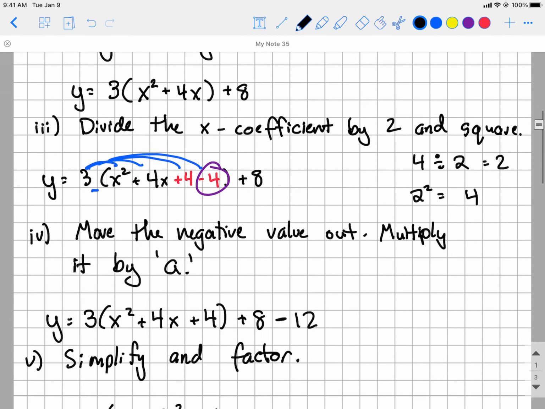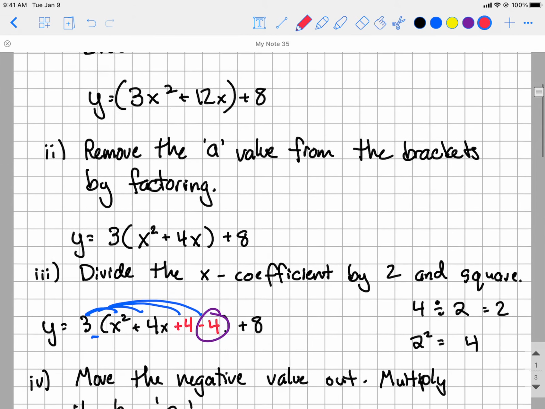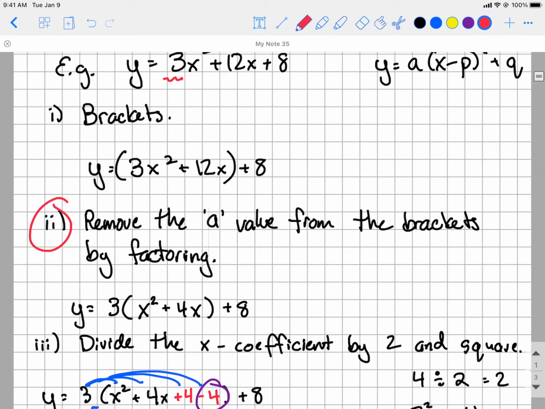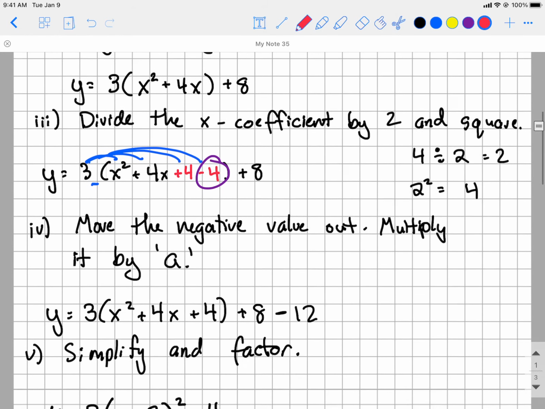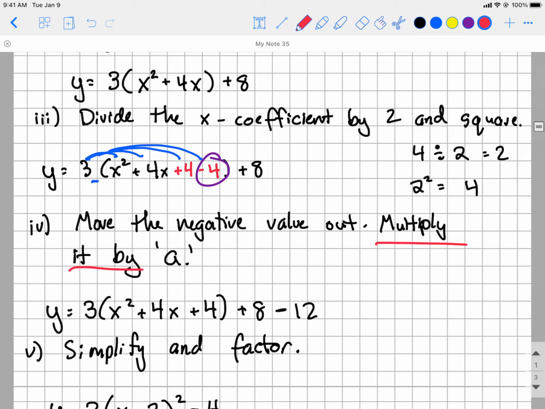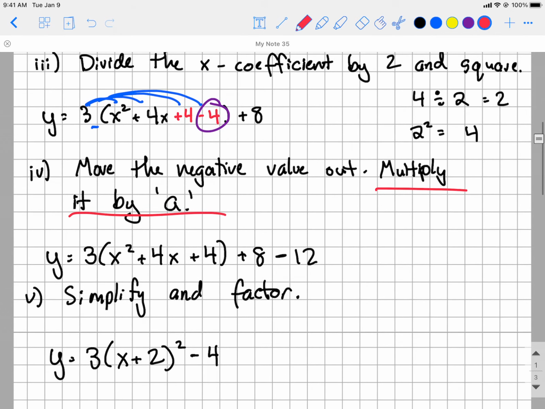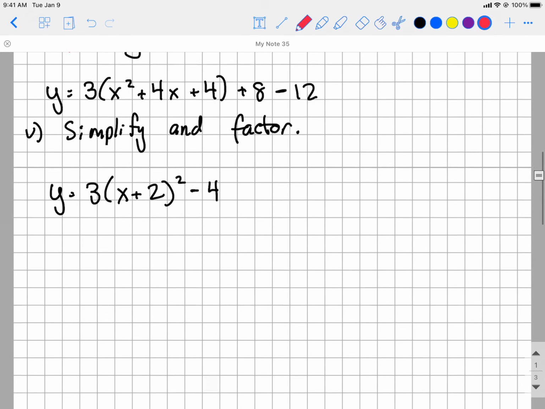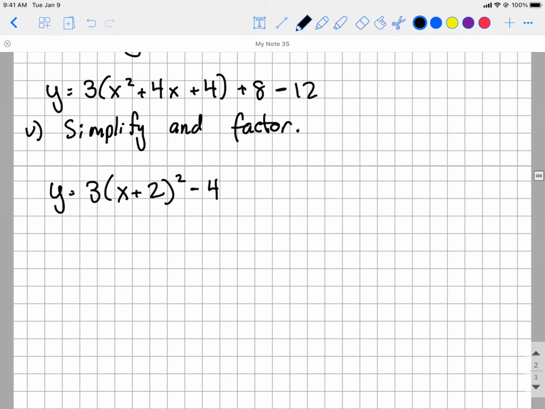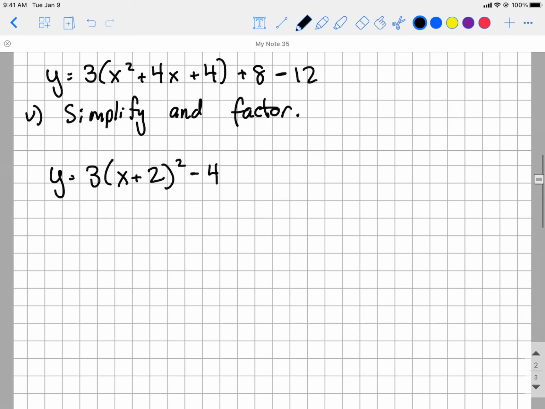So the key things to look out for is to remember to take out the a value by factoring it, and then to multiply by a when you move your negative value out. That's the only thing that's different. So the general process is still the same. It's just a couple of small extra steps. All right, so going through one more quick example together.